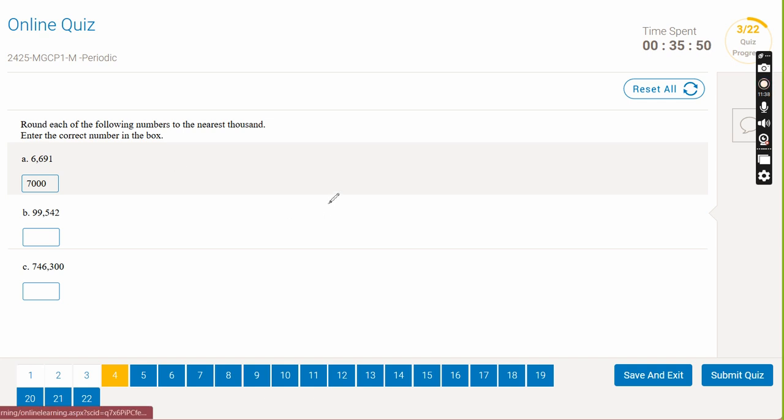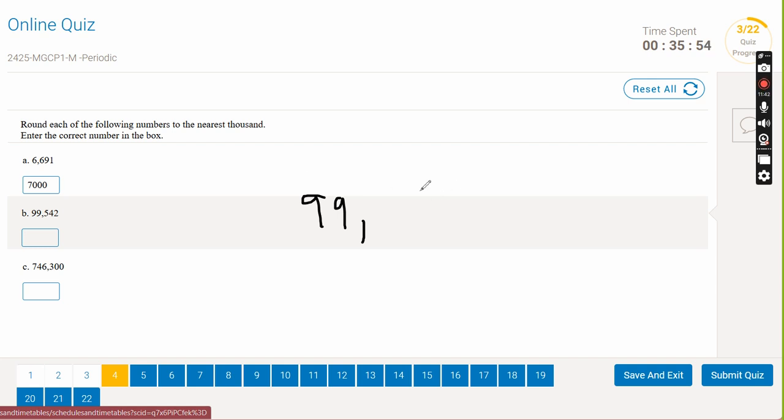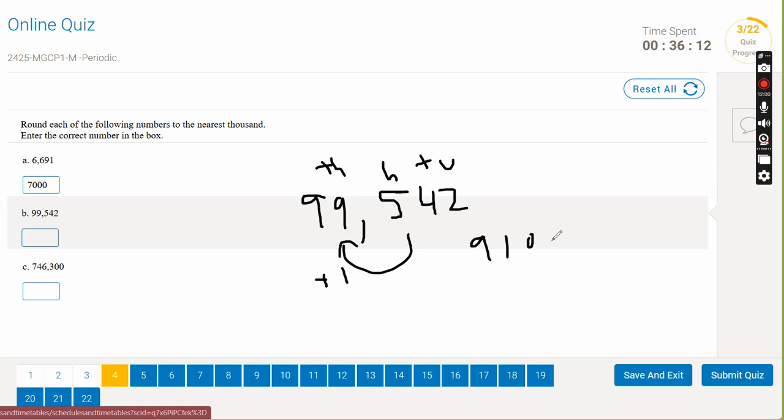Now here, 99,542. Whenever you have thousands, so units, tens, hundreds, thousands, it will add the plus 1 here. We'll follow the same rule we did previously. Now 9, you cannot have 9, 10, 0, 0, 0. That will make it incorrect because we're rounding it to the nearest thousands.